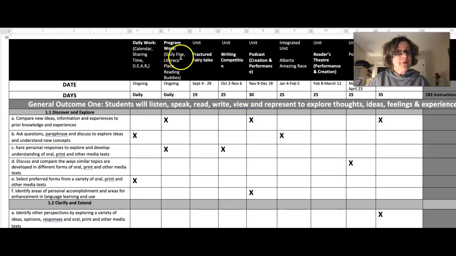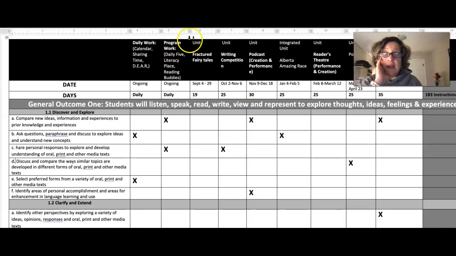So things like Daily 5, if you've looked at Literacy Place, or something like Reading Buddies, which is fairly formal and that you do a fair number of times throughout the year. So that's the difference between daily work and program work.